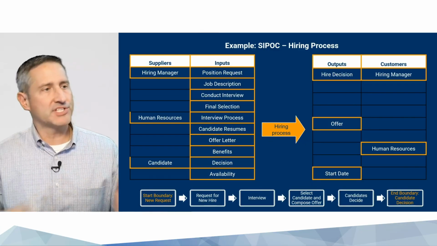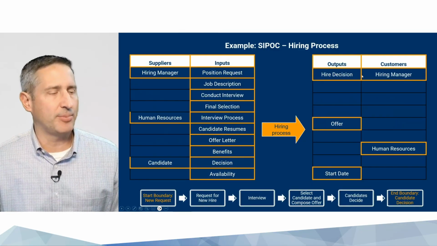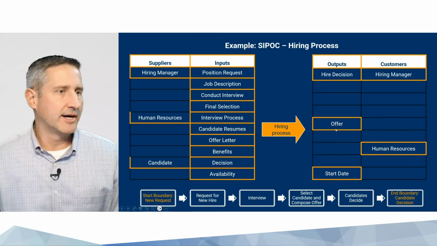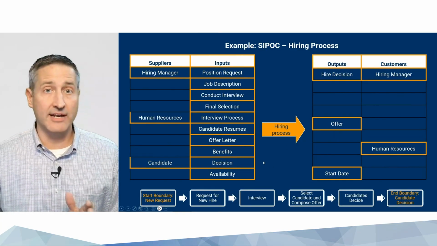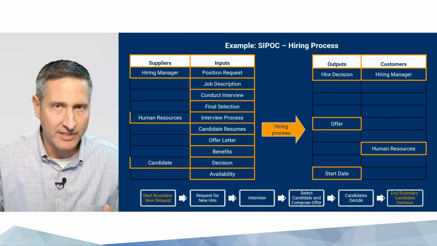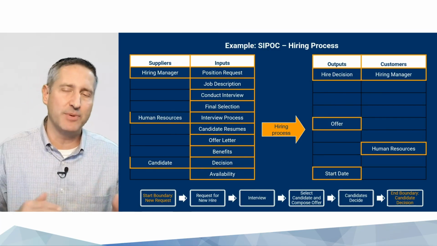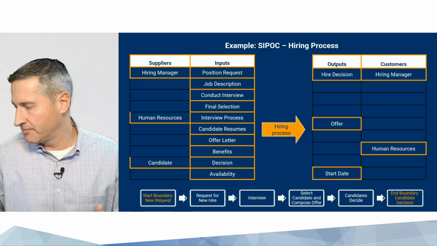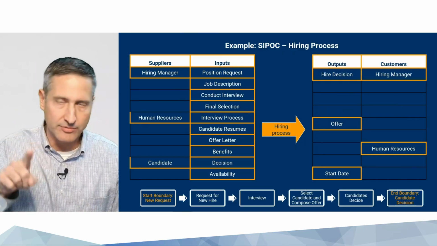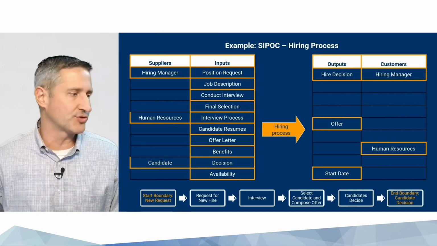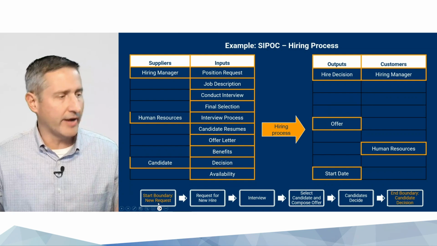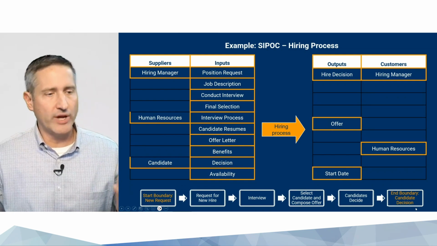The list style SIPOC says, okay, I've got outputs that are hiring decisions, offer, and start dates. I have a set of processes. Again, I'm not super interested in the process steps. I want to know what they are, but I'm not going to get deep into where the decision points and feedback loops are. I'm just looking from a new hiring request boundary to a decision.